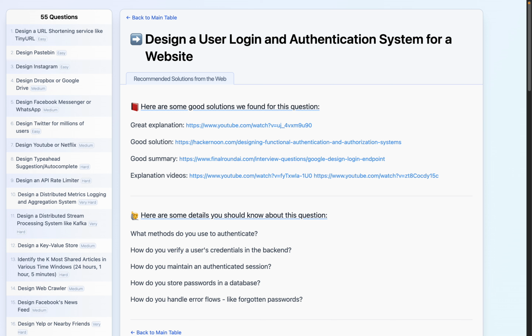Now let us define some service level objectives, SLOs. So the maximum latency that our authentication system is going to have is going to be 500 milliseconds. The storage estimation now is going to be at about 5 kilobytes per user credentials.